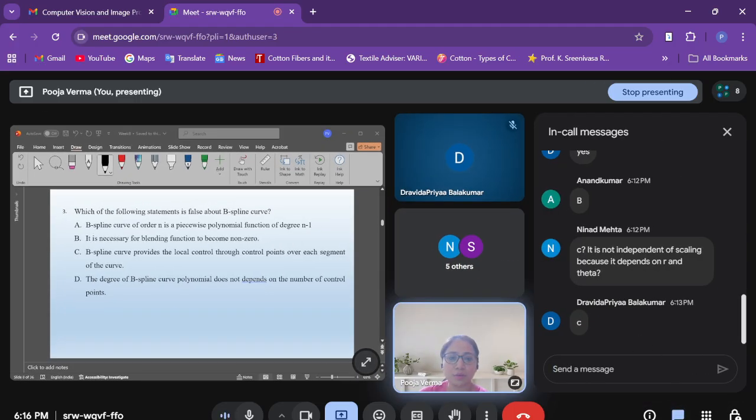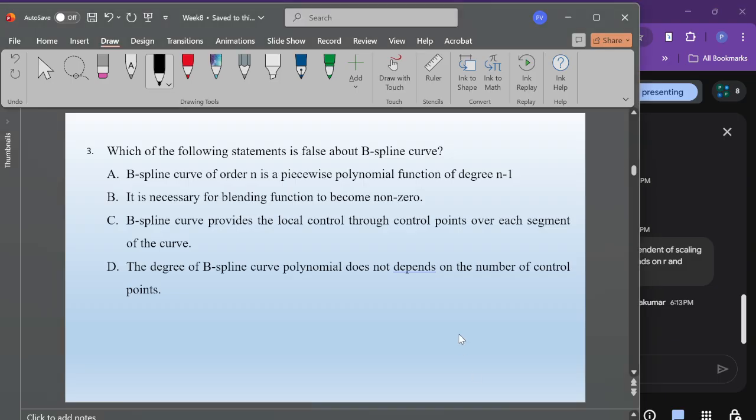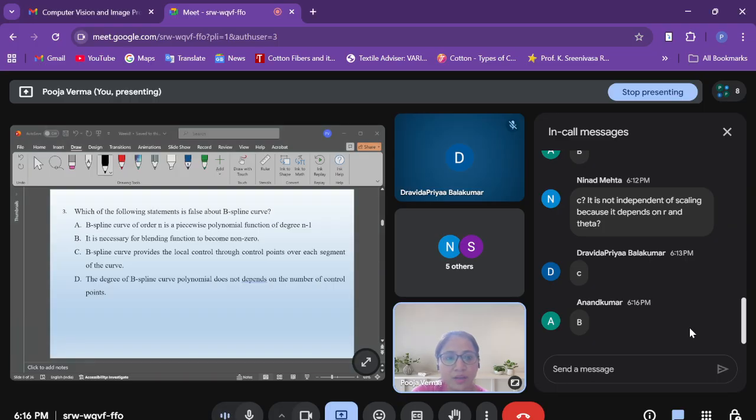About that. So the options given: option A is a B-spline curve of order n is a piecewise polynomial function of degree n minus 1. Option B is it is necessary for the blending function to be non-zero. Option C is B-spline curves provide local control through control points over each segment of the curve. And option D is the degree of the B-spline curve polynomial does not depend on the number of control points. Which option can be the correct one?